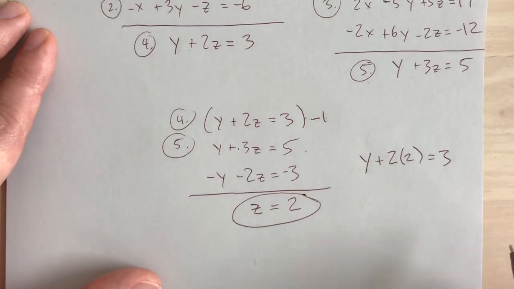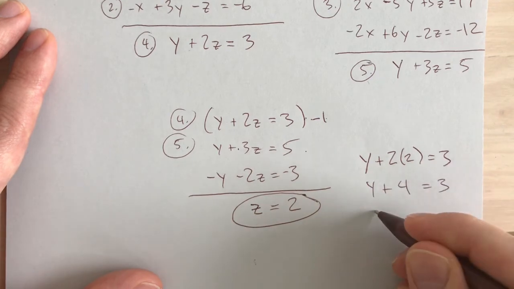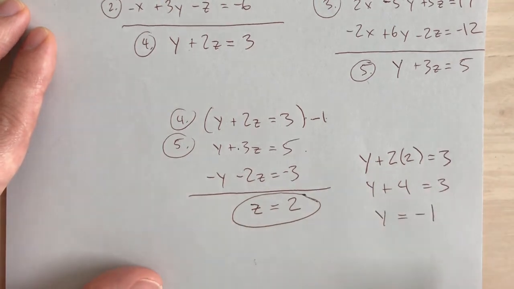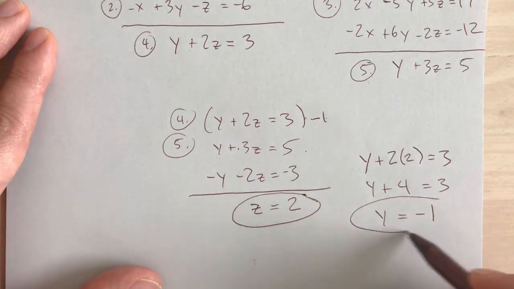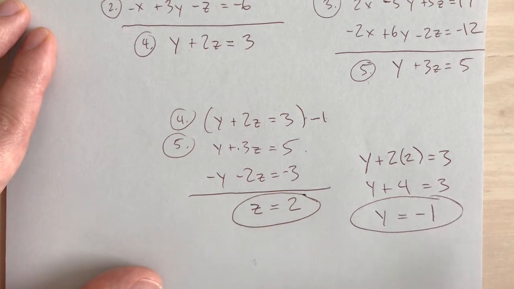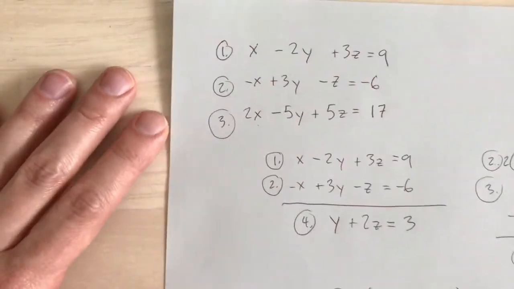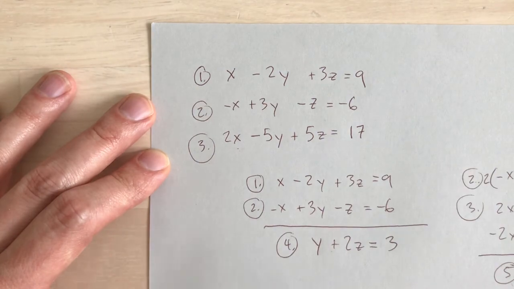And I'm going to solve for y here. So y plus 4 equals 3. I'm going to solve by subtracting 4 from both sides, and I'll get negative 1. And that's what y equals. So now I have z and y, and I just need to figure out what x is. To figure out what x is, I'm going to go back to my original 3 equations. I'm going to pick one of those to plug y and z into, and then get x.